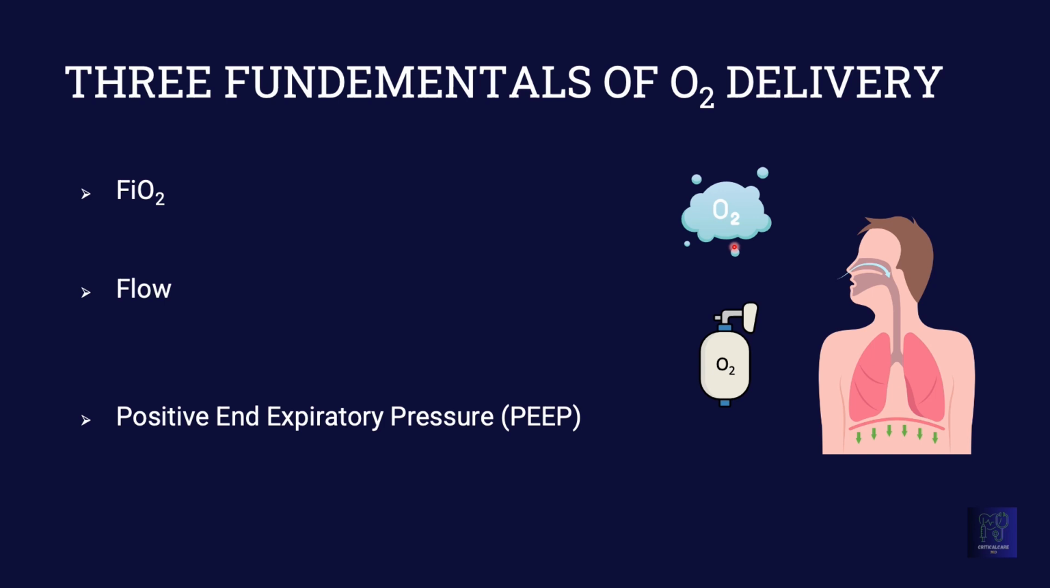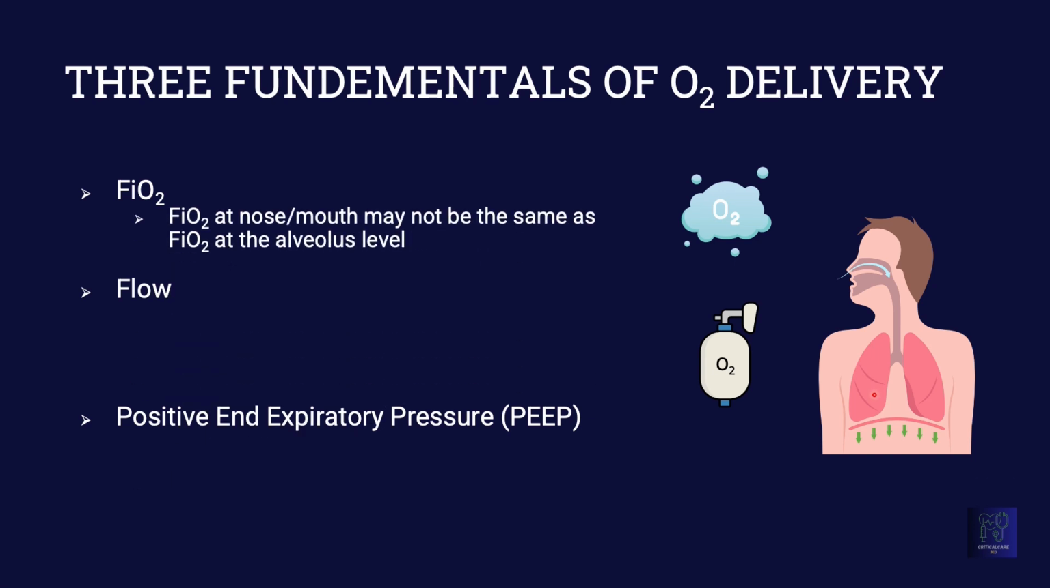One thing to keep in mind here is the amount of oxygen that we are providing with the supplemental device may not be the same as the patient is getting at the alveolus level. For example, if we are providing 100% oxygen through this device and this is mixing with a lot of ambient air, that's going to dilute this 100% oxygen, and the final concentration of oxygen reaching the alveolus will be less than 100%.